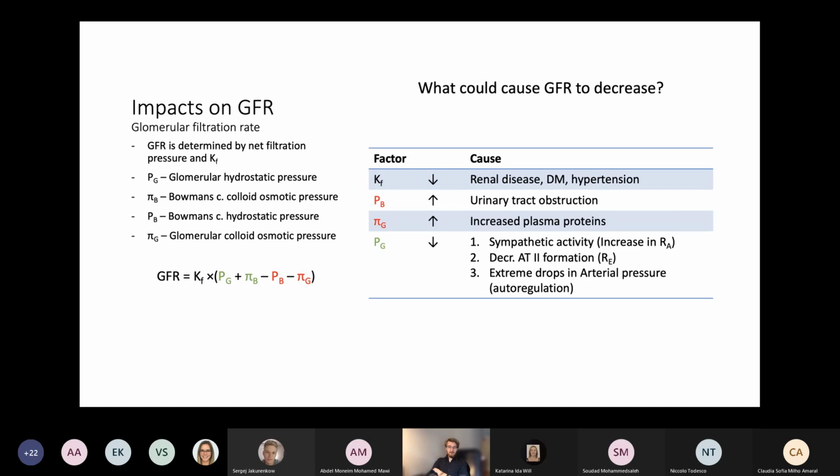And at last, the main pressure driving filtration is the glomerular hydrostatic pressure, so the arterial pressure, basically. A drop in that pressure will also cause glomerular filtration rate to decrease. And this could be achieved, for example, by sympathetic activity, a decrease in angiotensin II formation, and extreme drops in arterial pressure. The exact details of which we're going to discuss in the next section.